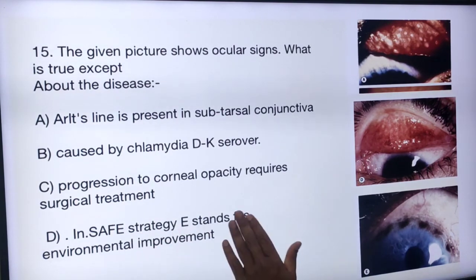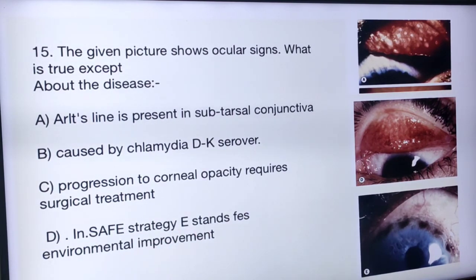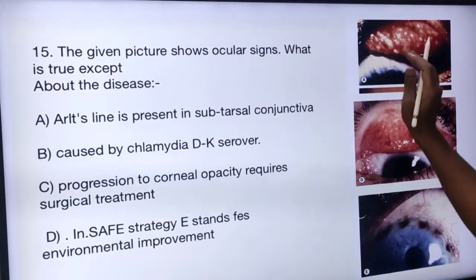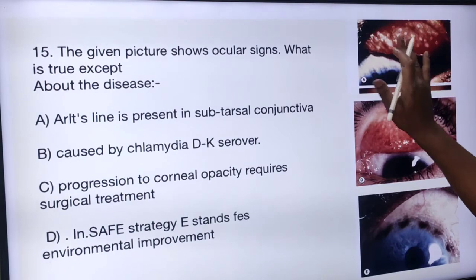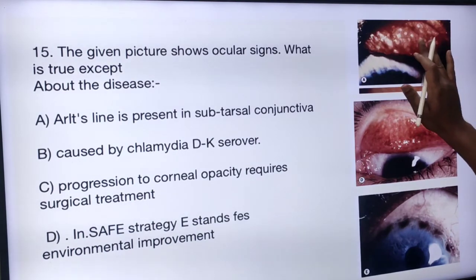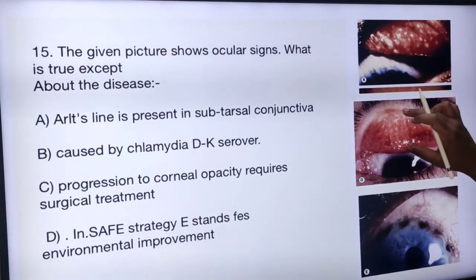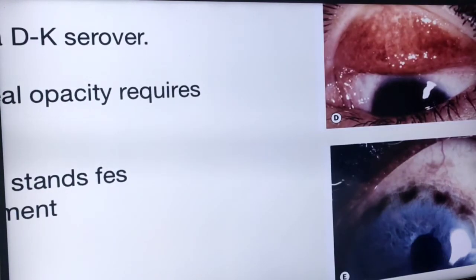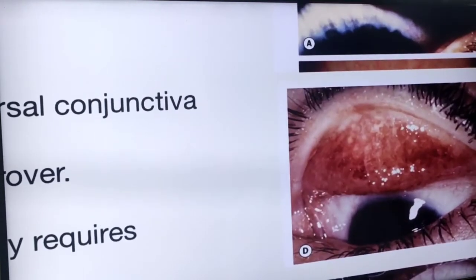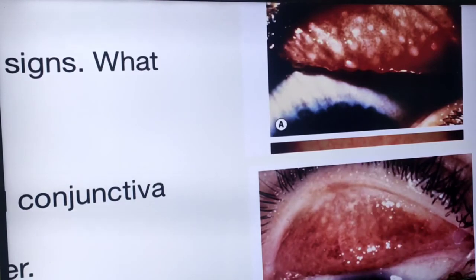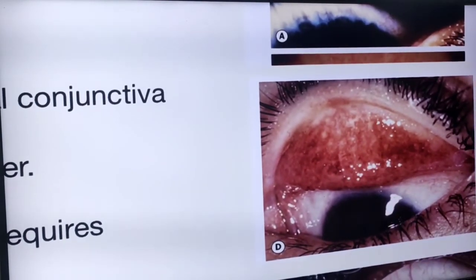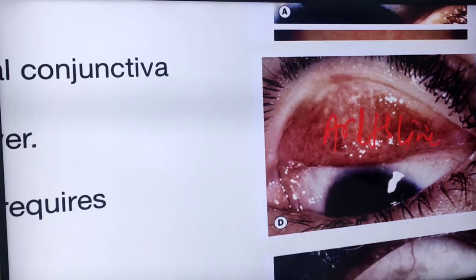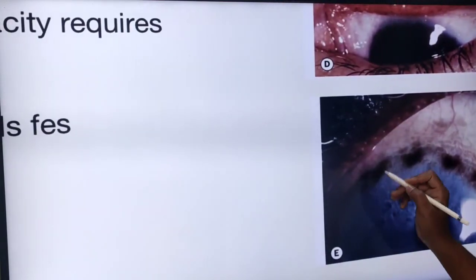In the SAFE strategy, E stands for environmental improvement. Actually, this is the papillae. This is actually the follicles. You can see here, in the subtarsal conjunctiva, this area of fibrosis is representing the Arlt's line. Here this is Arlt's line, and you can see the Herbert's pits also.